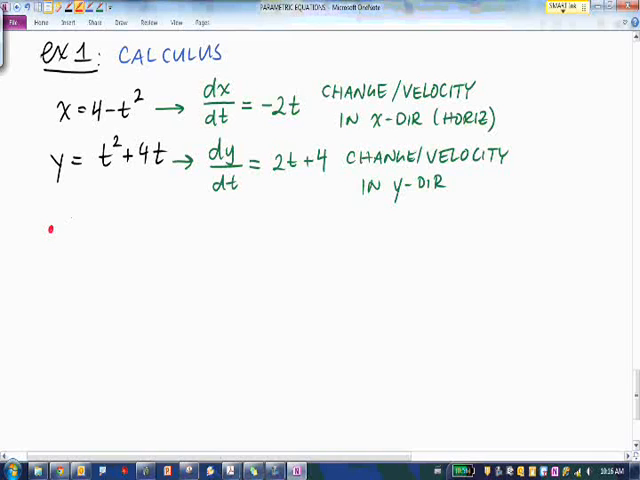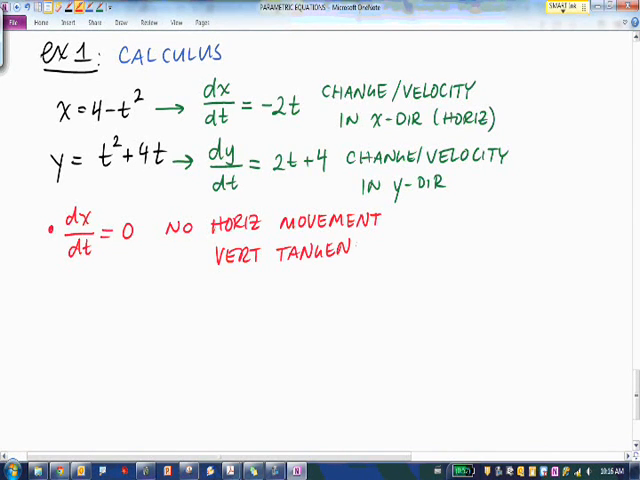Okay, we might also want to ask, what does it mean when dx/dt is equal to 0? That's something that we've been dealing with in Calc A, so what does that mean? This just means there's no change horizontally, or you can think of it as no horizontal movement. So if you're a particle and you are not allowed to move horizontally at a given instant in time, that tells me that you are purely moving up and down. So when dx/dt equals 0, you actually have a vertical tangent, only moving up and down.